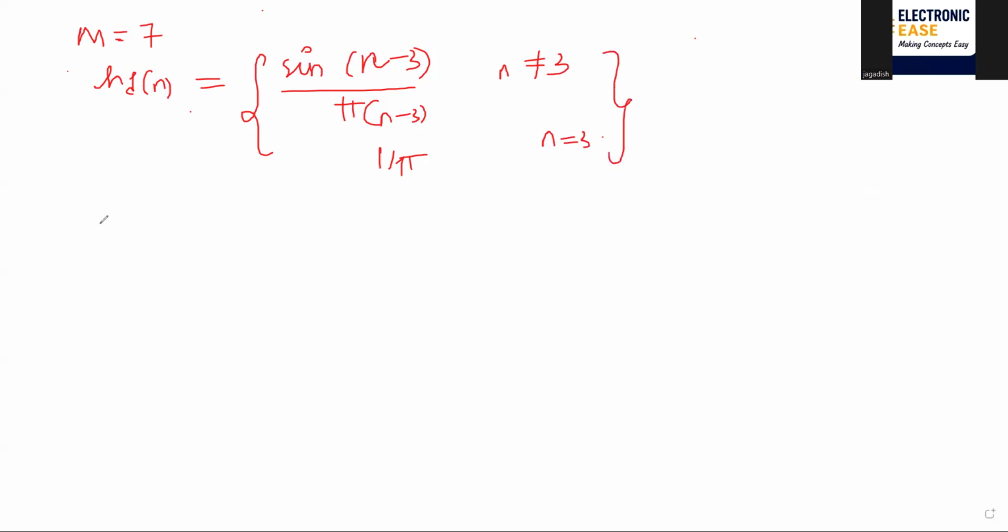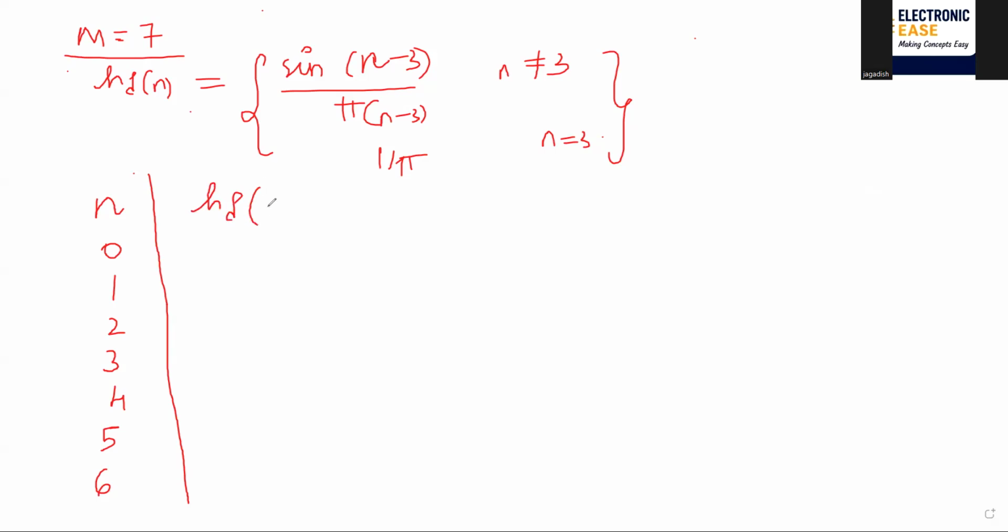So if m is 7, the length of the filter is 7. So the n value will range from 0 to 6, because we need 7 values: 0, 1, 2, 3, 4, 5 and 6. Now next is hd of n. We need to calculate hd of n by putting the values in the calculator.